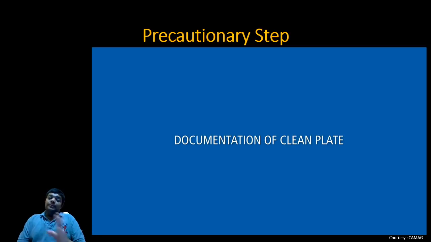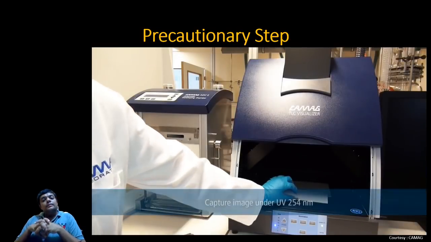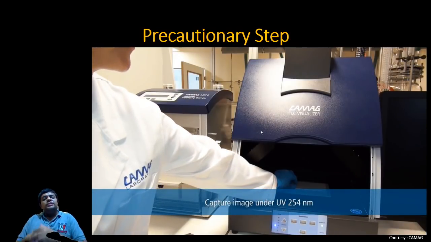Documentation of a clean plate. It's a precautionary step before applying the sample on the plate. You see, they are just keeping the plate inside the chamber, and they will see from outside whether any spots are observed or not. If spots are observed, then it has to be cleaned using methanol or chloroform by a simple capillary action run.